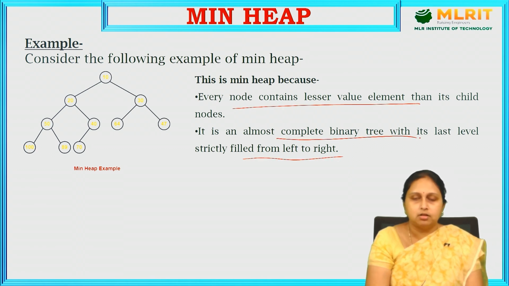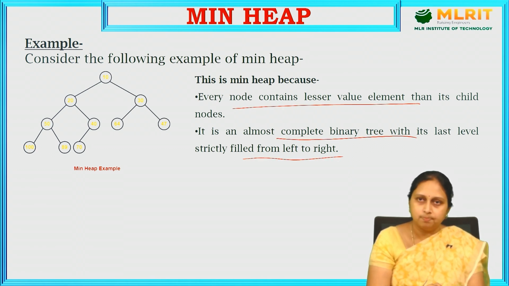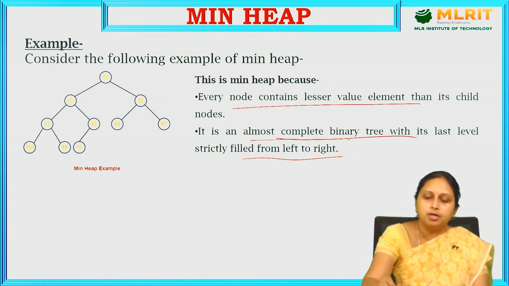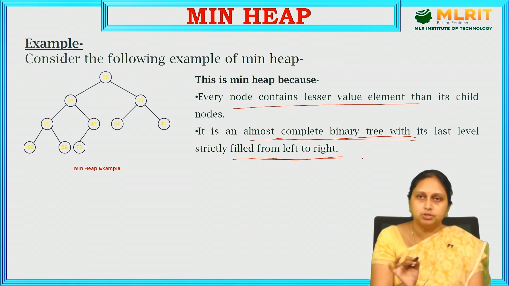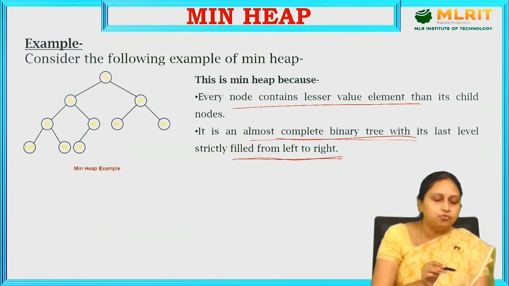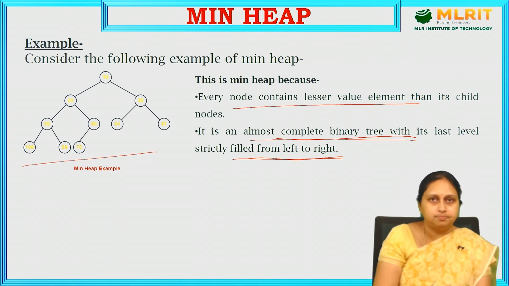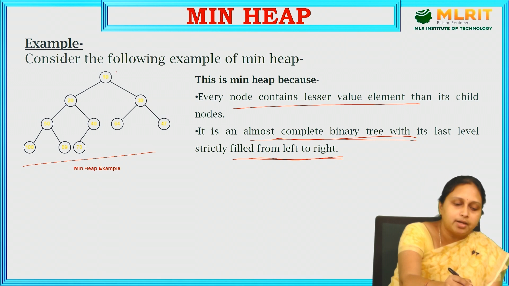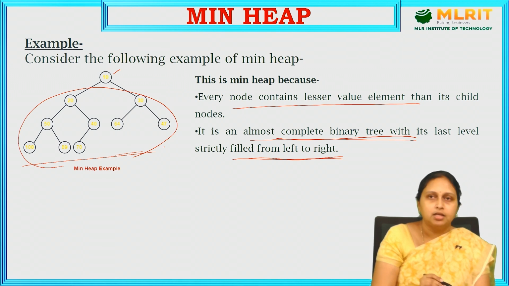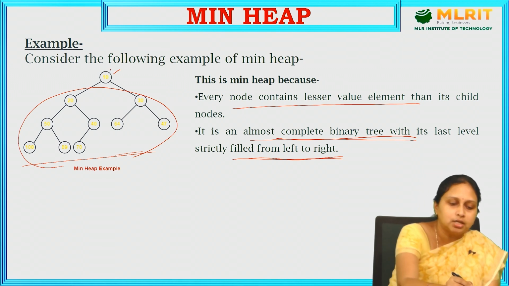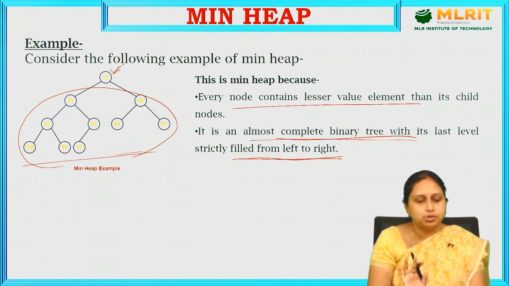One is that the parent node is lesser than its child nodes. Another one is that it is an almost complete binary tree, which has to be filled from left to right. This condition has to be followed. And if you observe the example, this is my root node. Among all the elements represented here, the root node has the smallest element, that is 10.